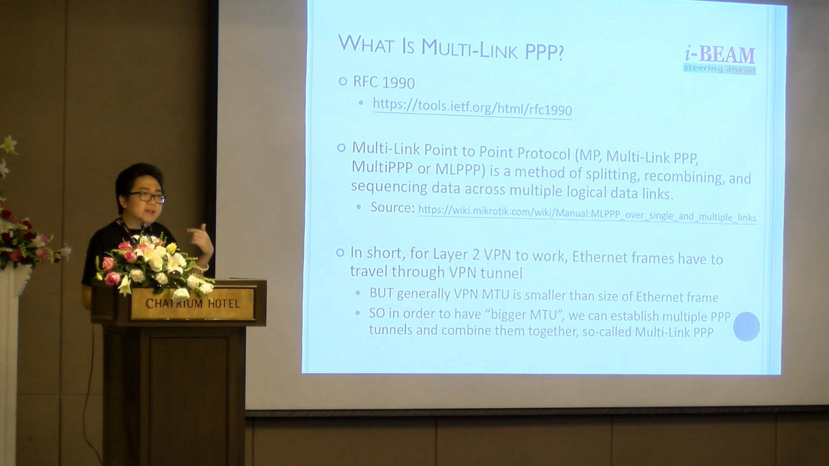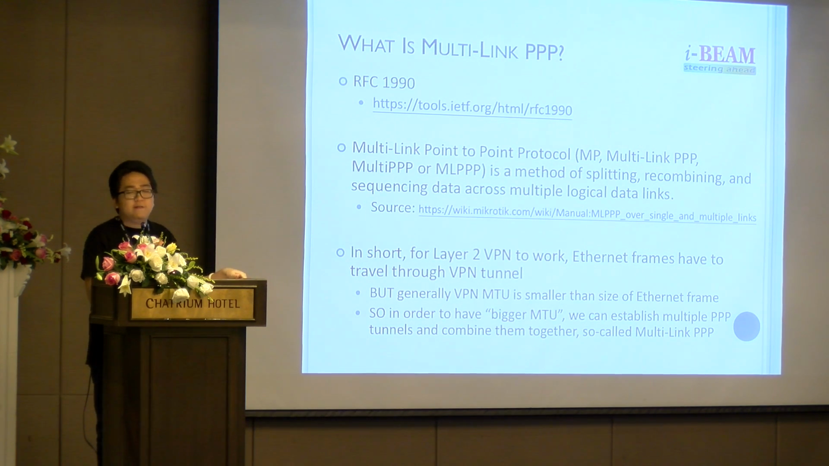So when you are sending the Ethernet frame over the PPP, in case the PPP doesn't have enough MTU to send over a single link, it will establish 2 links, and then you can send over 2 links. After another router at another site receives the frames, it will combine the 2 fragmented frames together. So you can send 1518 over the VPN. This is multi-link PPP. Okay, all of these are the definition. Now we will see the configuration.